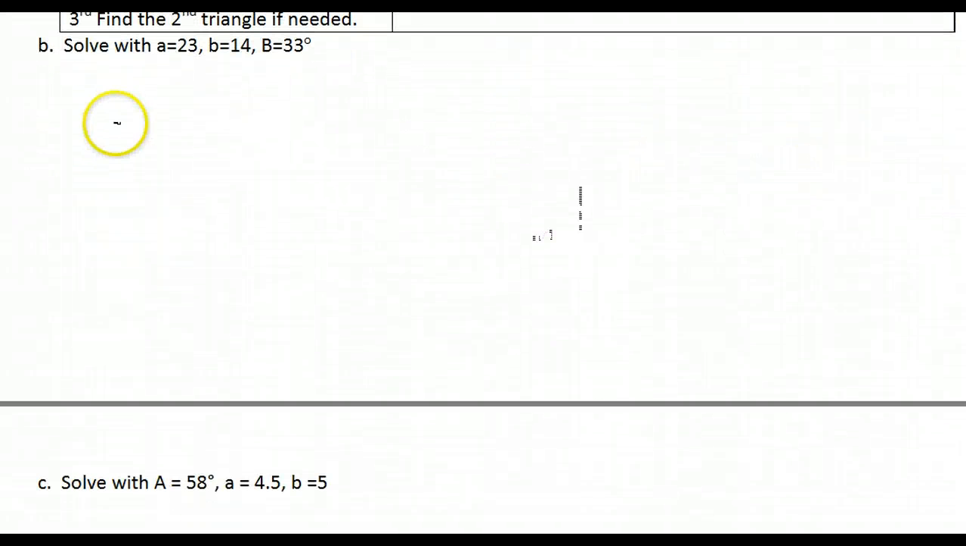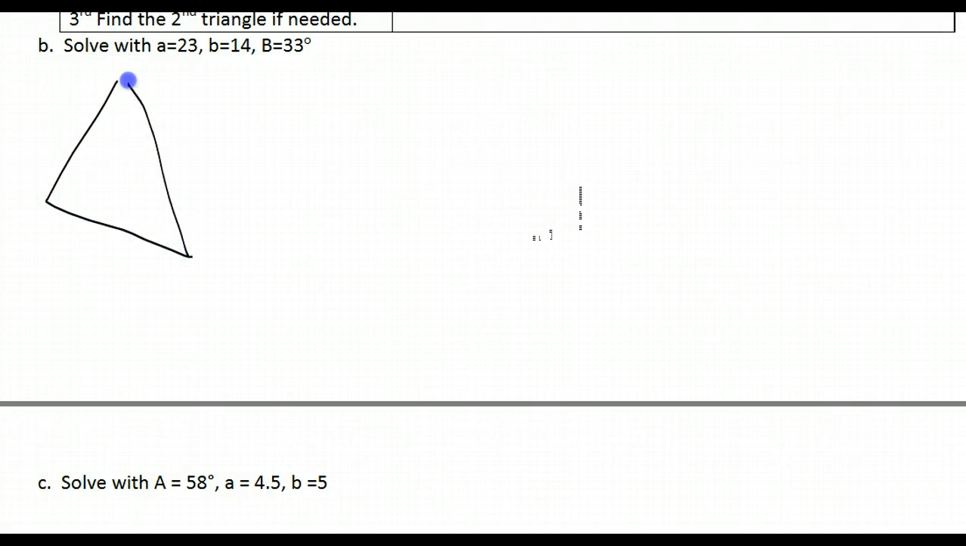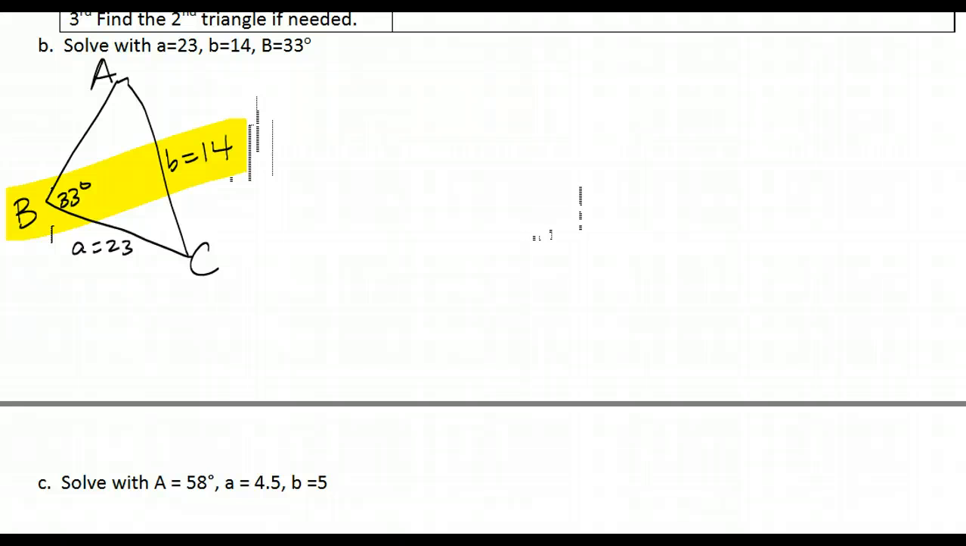All right, I'm going to set myself up here. I've got side-side-angle again. Angle B is 33 degrees. Side B is 14. Side A is 23. And that's all I got. All right, so this time the B is my side-angle pair. So I'm going to start off by finding my first angle, and I know that side A is 23, so I have to find angle A first this time again.